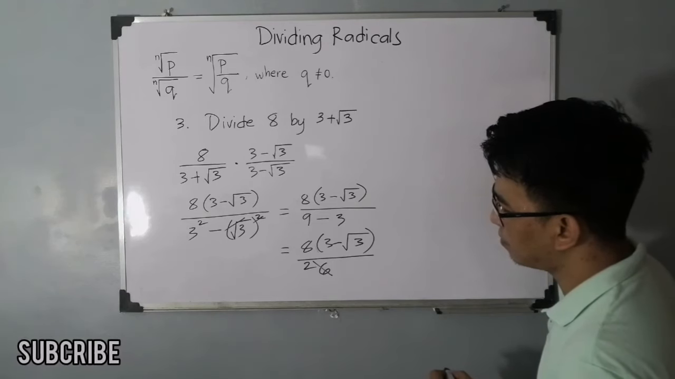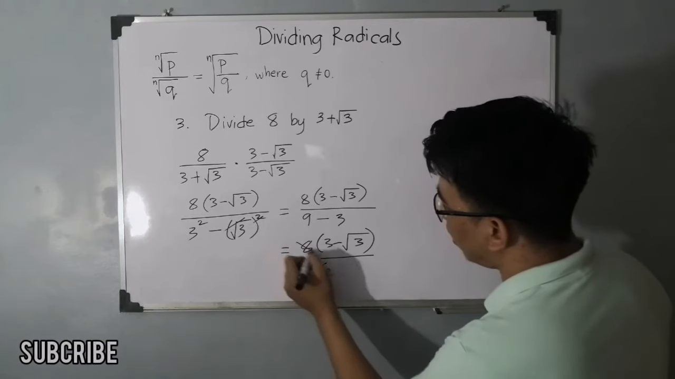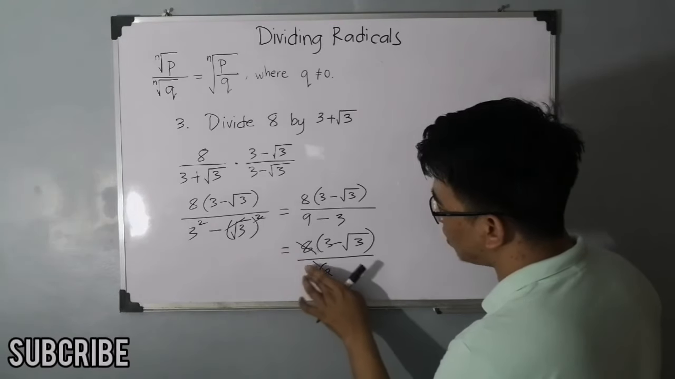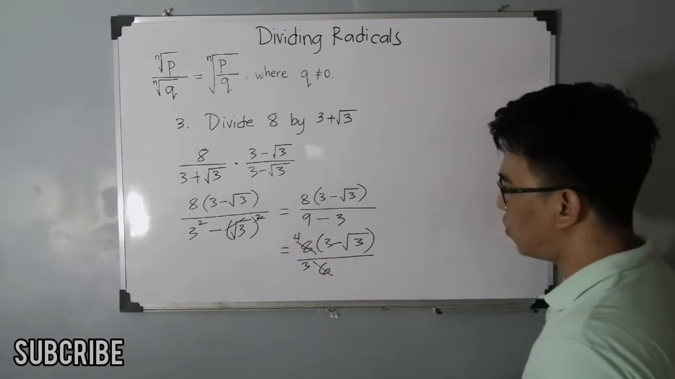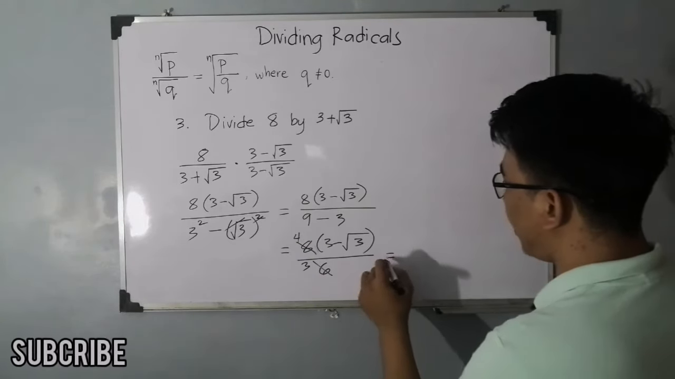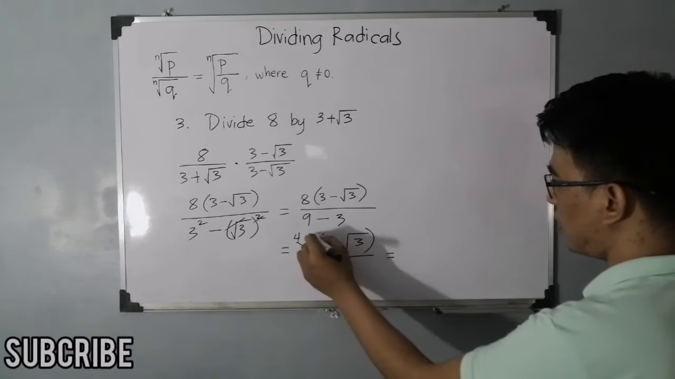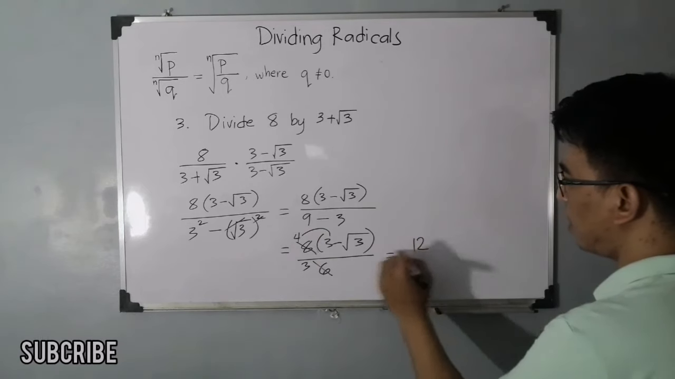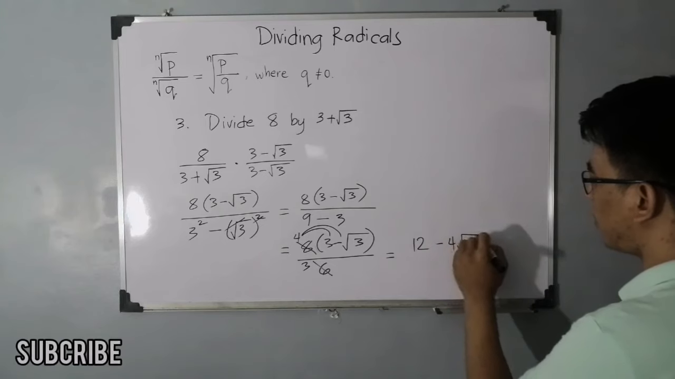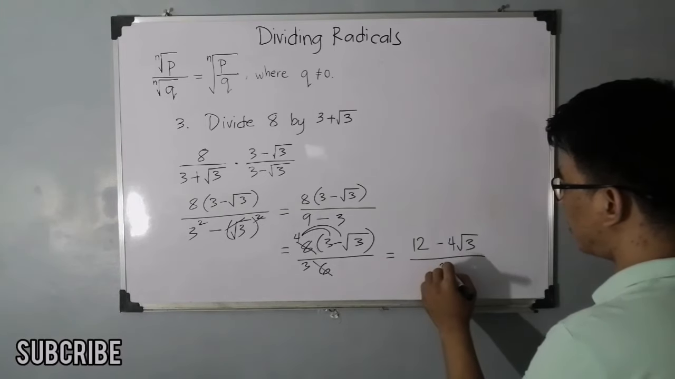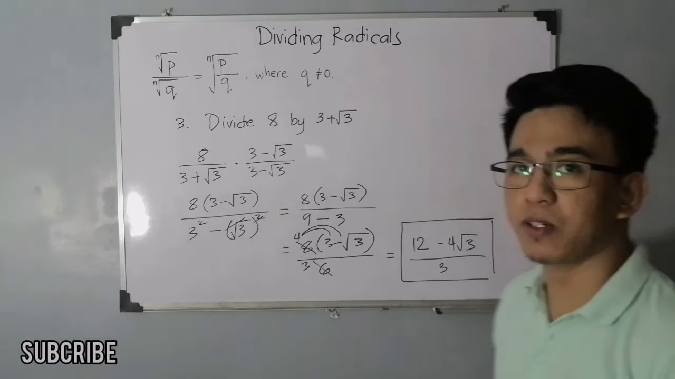Okay? Alright? And then for 8, magiging, ito yung magiging 3 pala, 3. Ito yung magiging 4. So, dyan pwede nyo siya simplify. And the final answer for item number 3 is 4 times 3, 12. And then 4 times negative square root of 3 minus 4 square root of 3 over 3. Ito na nga yung final answer or simplified form ng item number 3.